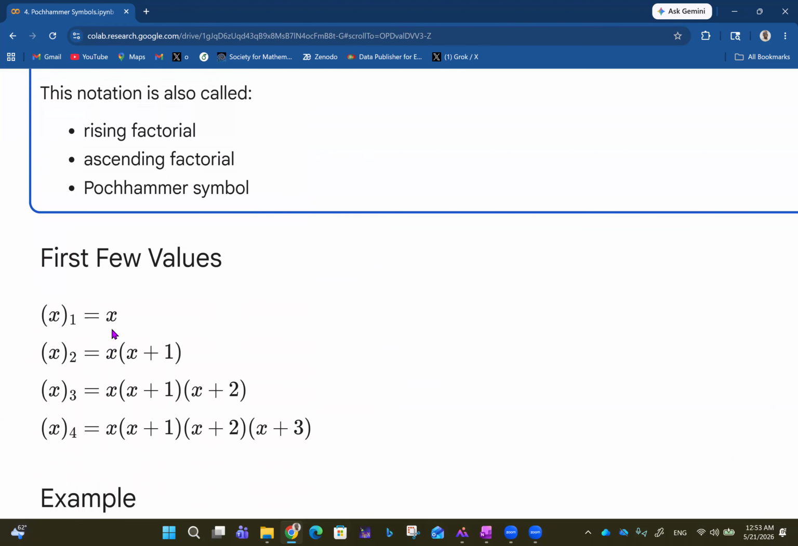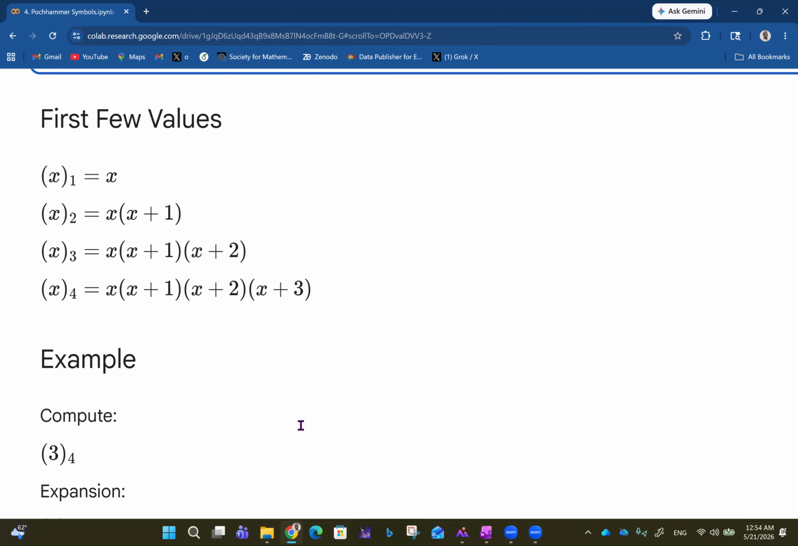Of course, we know x sub 0 is 1, x sub 1 is x, x sub 2 will be x multiplied by x plus 1. So you go 2 steps. x sub 3 is x times x plus 1 times x plus 2, 3 steps. x sub 4 is x times x plus 1 times x plus 2 times x plus 3. So counting from x, you go 4 steps, consecutively, 1, 2, 3, 4, multiplied together.